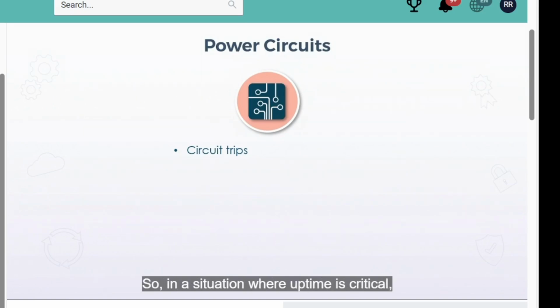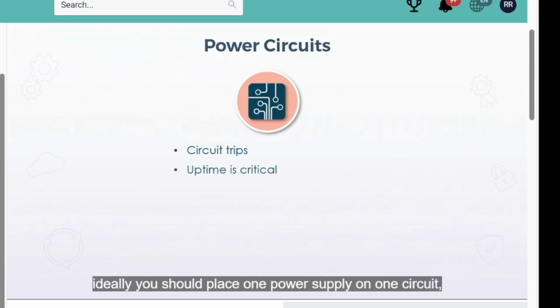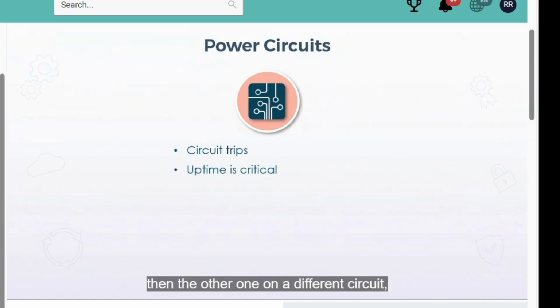So in a situation where uptime is critical, ideally you should place one power supply on one circuit, then the other one on a different circuit, because if you still trip that entire circuit and both power supplies were on that circuit, then both power supplies will in fact go out.